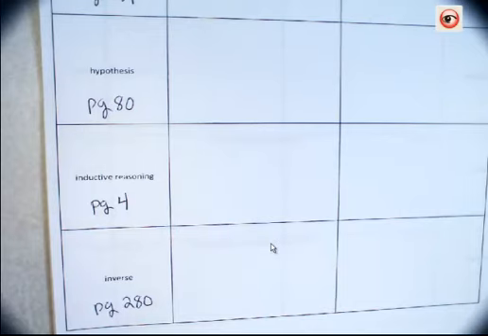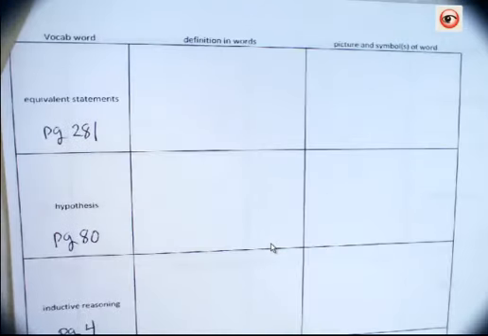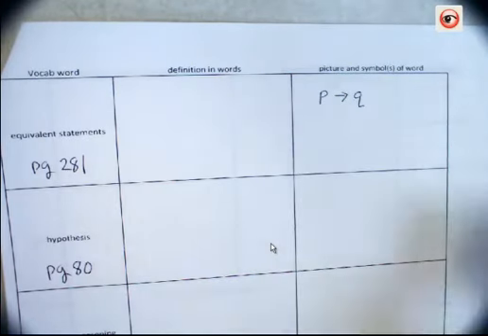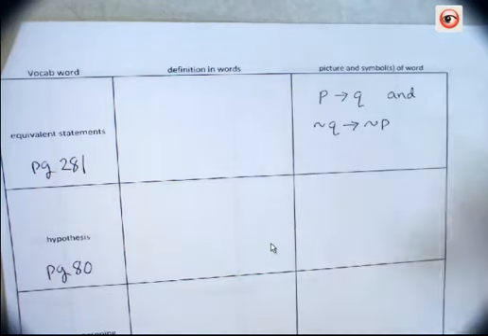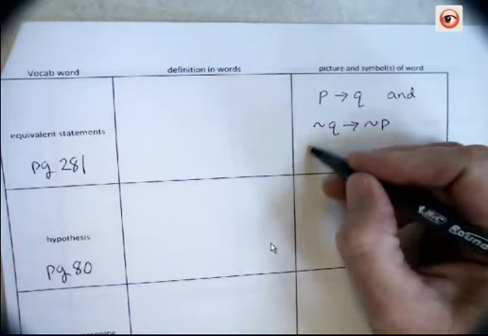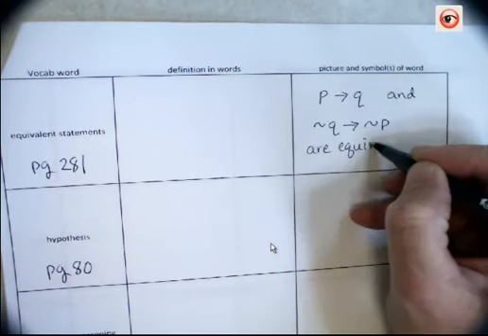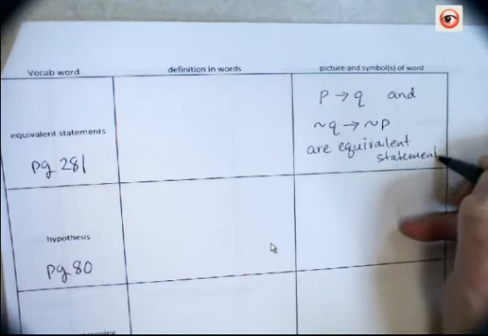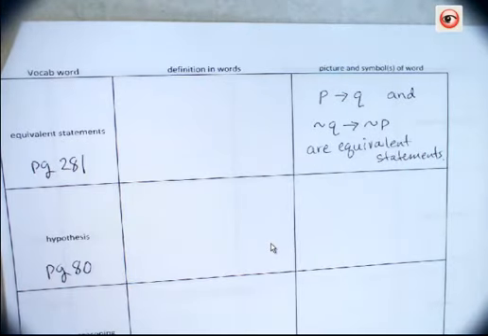Okay, I want to give you symbols for the ones that I can give to you so you know how to write them in your packet. For equivalent statements, equivalent means equal. So two statements that are equal would be these. If I gave you a conditional, P implies Q, or if P then Q, and its contrapositive, which is not Q implies not P, it turns out these are equivalent statements. They mean the same thing. And later on we'll give examples of these in class.